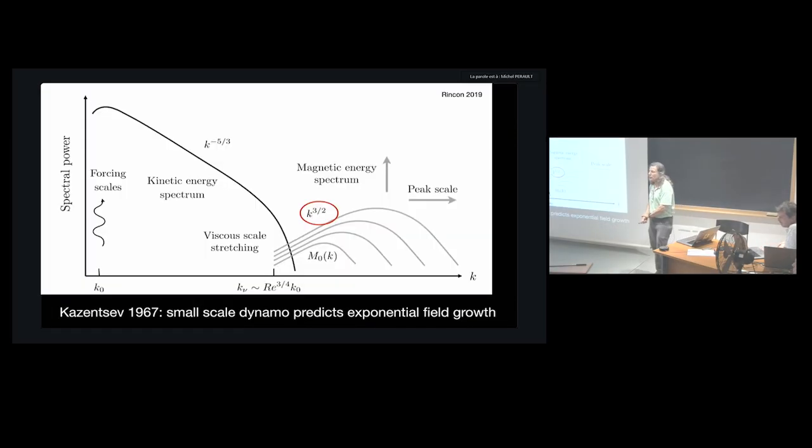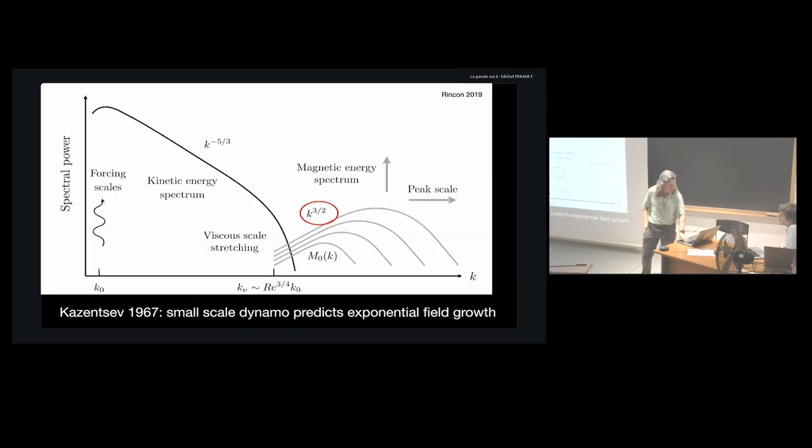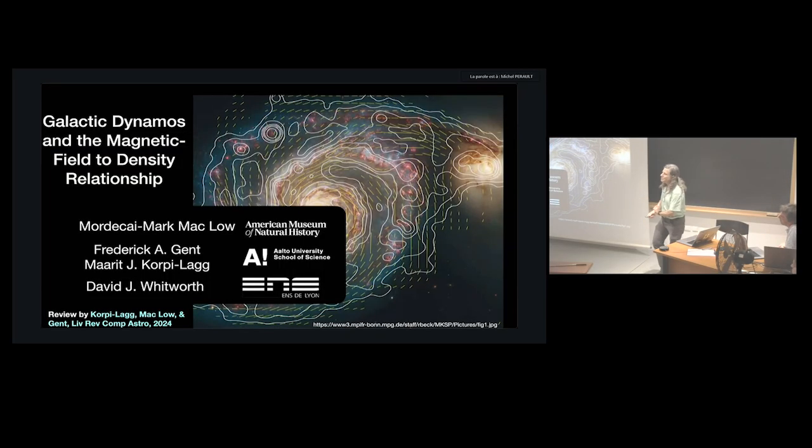Okay, so there are two types of dynamos that are relevant for producing. Actually, you know what? I'm going to start with. No, I think I'll start with this. Actually, no, I'll start with this. Okay.